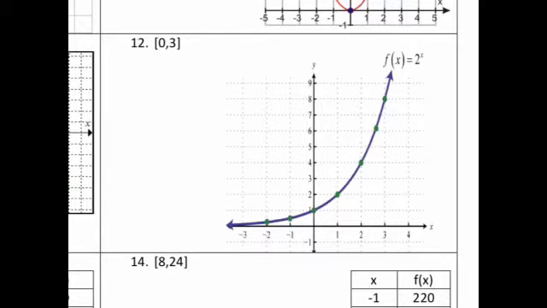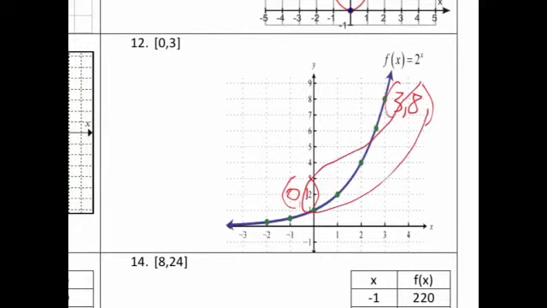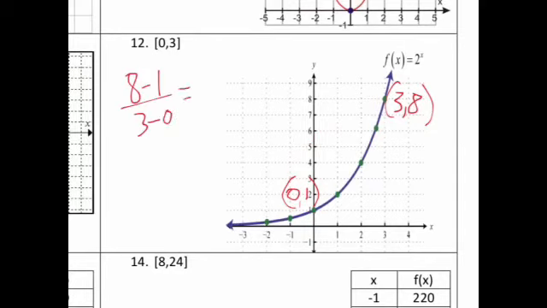And let's get 12 done. So from where x is 0 to where x is 3, we're going to have this point and this point. This is the point 3, 8, and this is the point 0, 1. To get my rise, I can do 8 minus 1, and then 3 minus 0. So 8 minus 1, 3 minus 0, we're going to get 7/3, and that one's good to go.